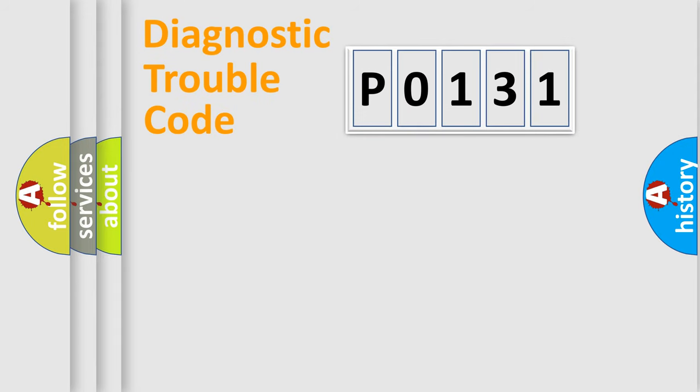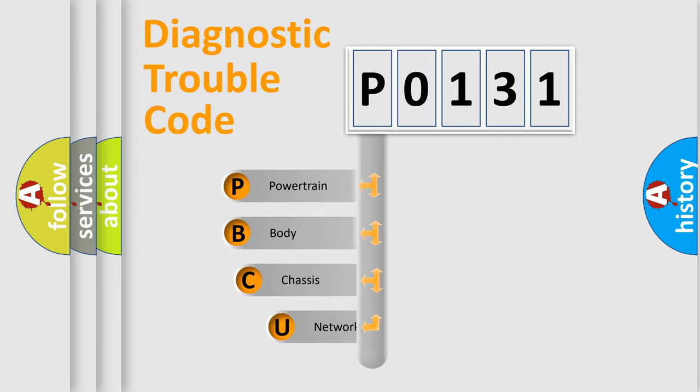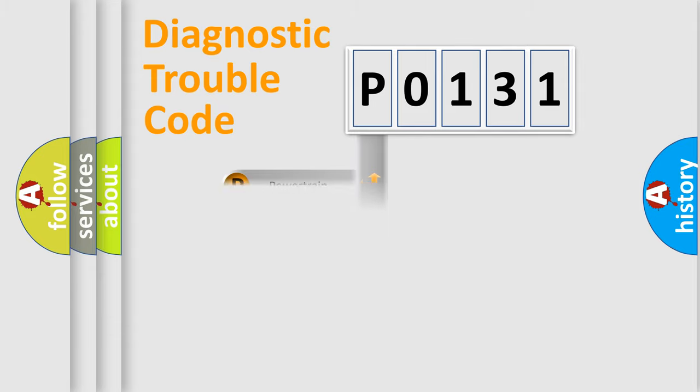Let's do this. First, let's look at the history of diagnostic fault code composition according to the OBD2 protocol, which has been unified for all automakers since 2000. We divide the electric system of an automobile into four basic units: powertrain, body, chassis, and network. This distribution is defined in the first character of the code.